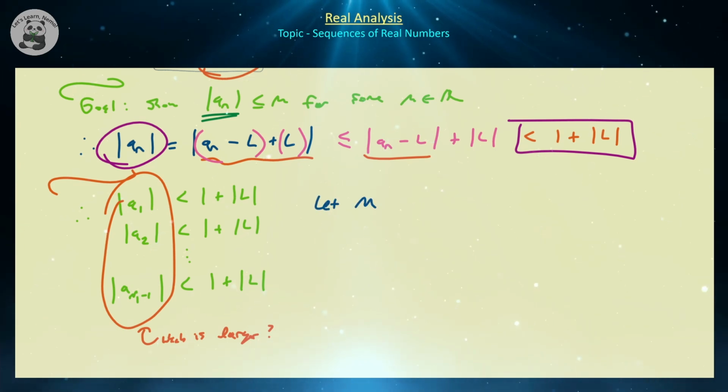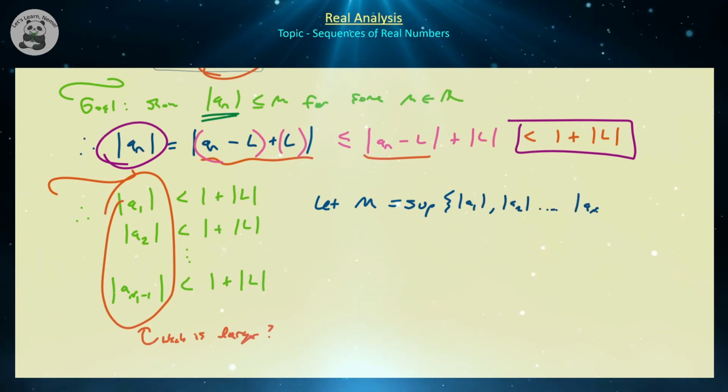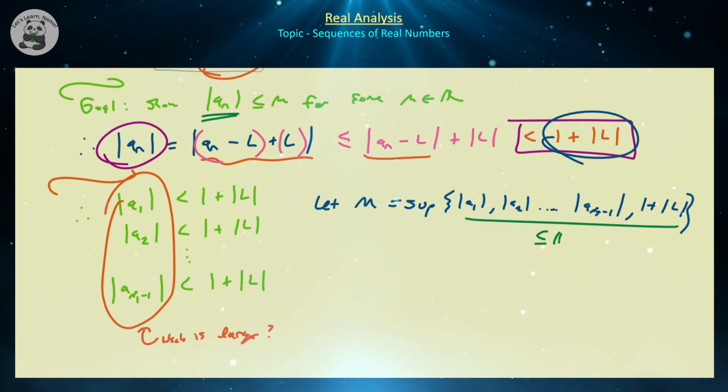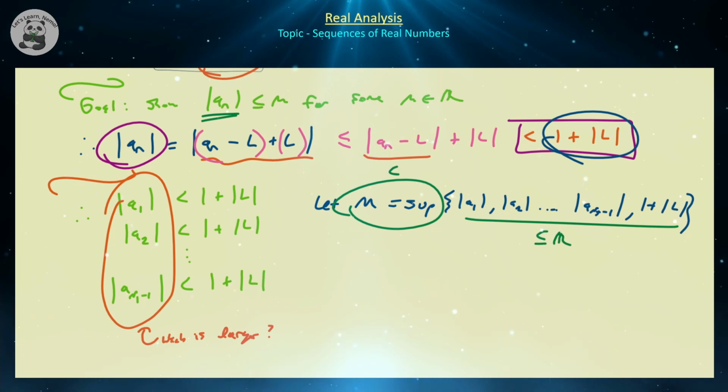So what we're going to do is let m be equal to the supremum of the absolute value of a1, the absolute value of a2, all the way down to the absolute value of a_(n1 minus 1). And also, let's throw in 1 plus the absolute value of L, because it's possible that all of those are super, super small, right? So if that is the case, then since we have a subset of the real numbers, by the completeness axiom, the supremum does exist, right? So then the absolute value of a_n is less than or equal to m.